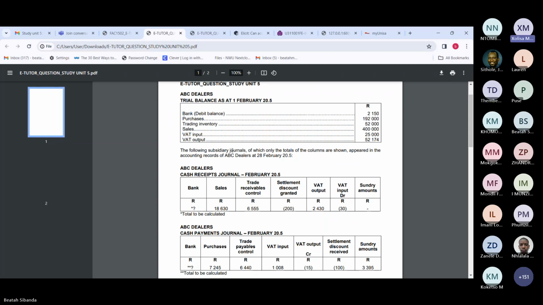So it's your 18,630 plus. Can anyone tell me which other amount we're going to include in your sales? The 400,000 is not it. Remember that's our balance, right? So which other amount are we going to include in our sales? The trade receivables and the sales journal. How much is that?